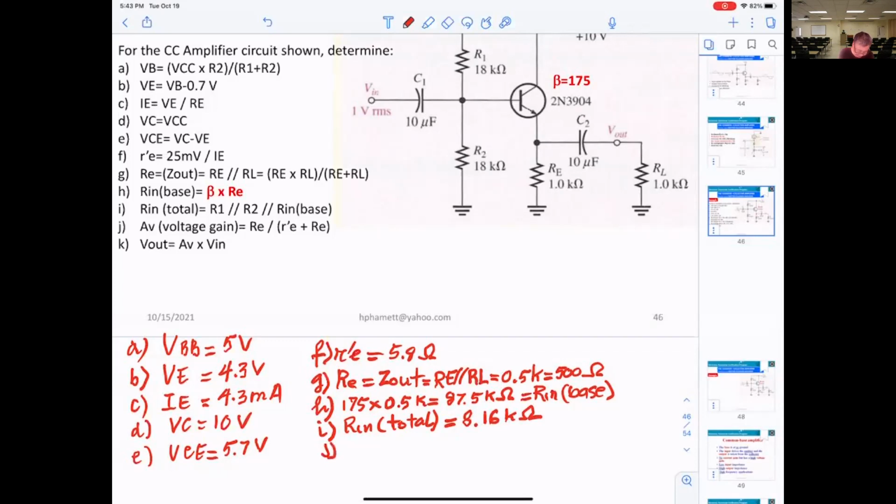AV, voltage gain, equal big E, small e, divided by R prime E plus R small e.